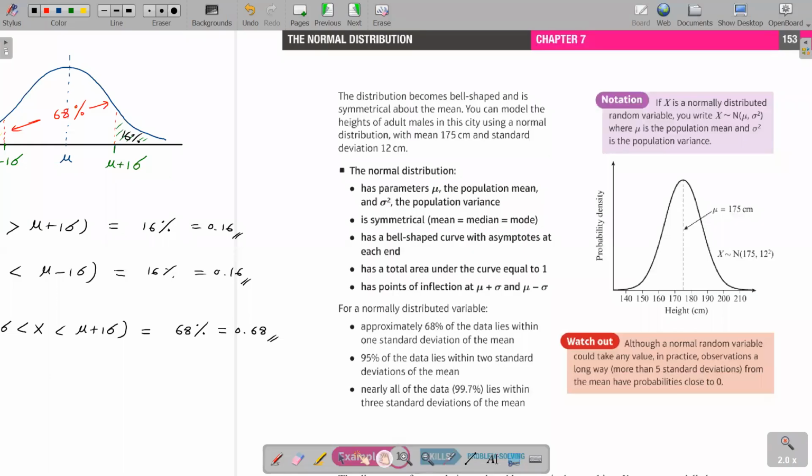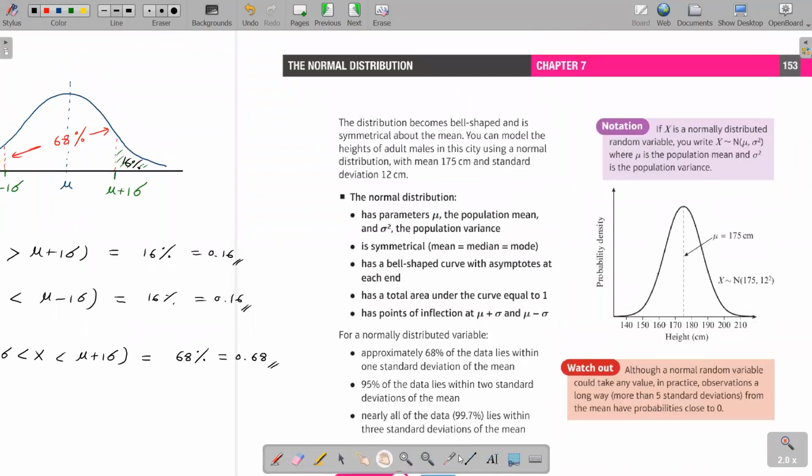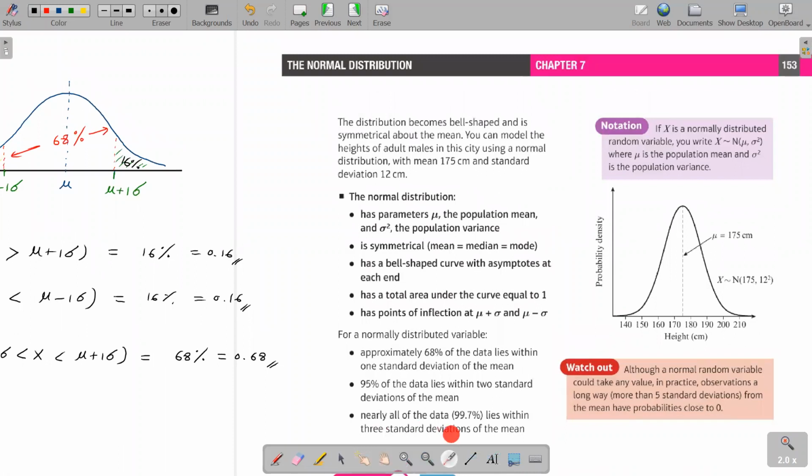And then the next point you can see, nearly all of the data, 99.7% lies within 3 standard deviations of the mean. So if you go 3 standard deviations, from mu plus 3 sigma to mu minus 3 sigma, most of the data points are covered by the time you reach 3 standard deviations. Is this clear? Okay.